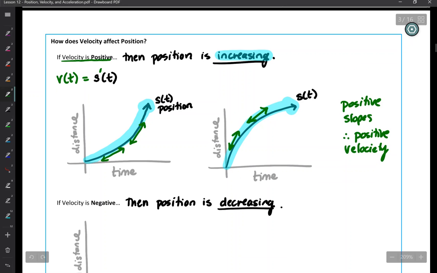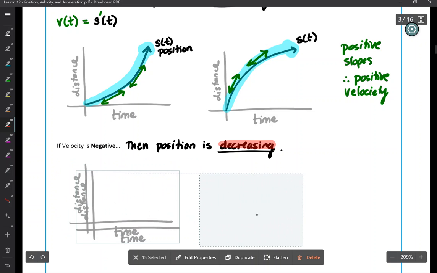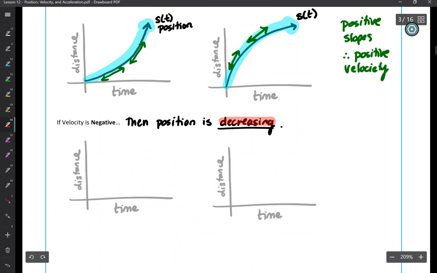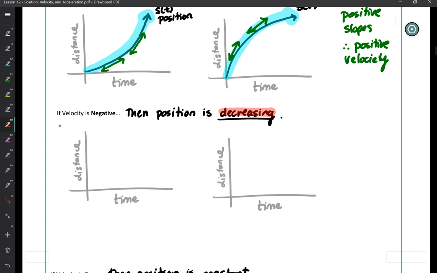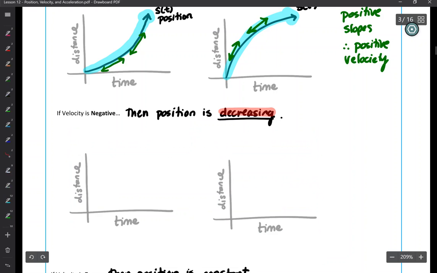Okay, now if velocity is negative, then position should be decreasing. Let's think again about why this would be the case. So if I sketch some graphs of my position function, scooch these down. Think of being unhappy with your money. Here's your position function. I can be unhappy that way. I can be unhappy this way. Both of those curves are decreasing.